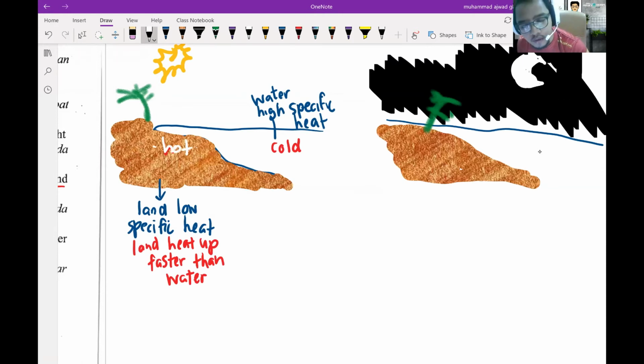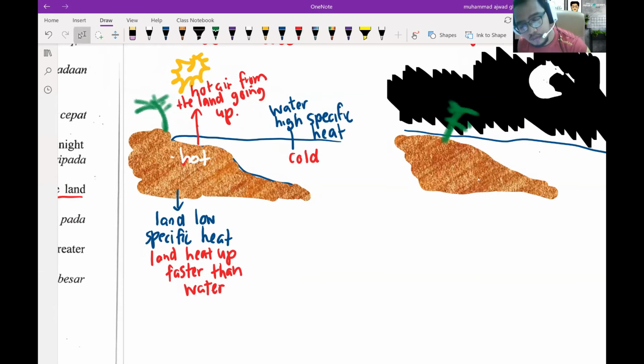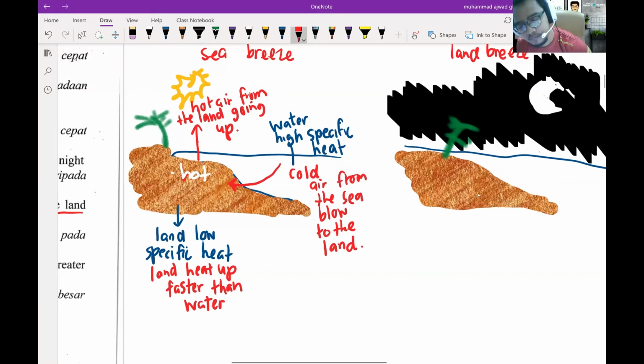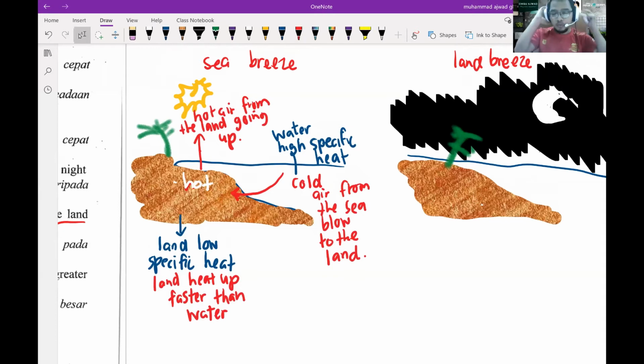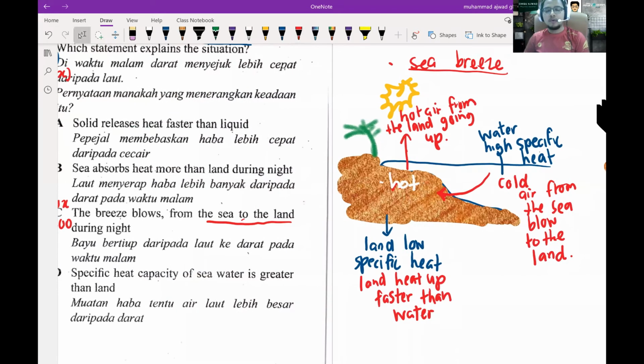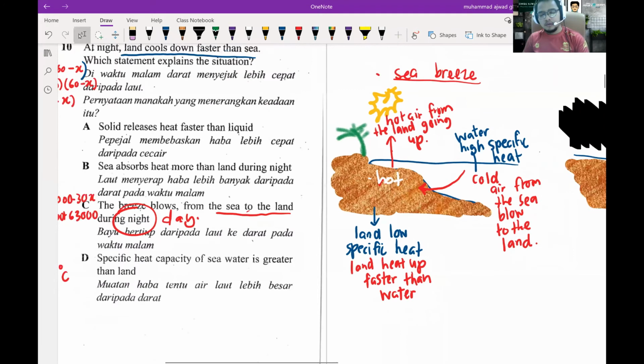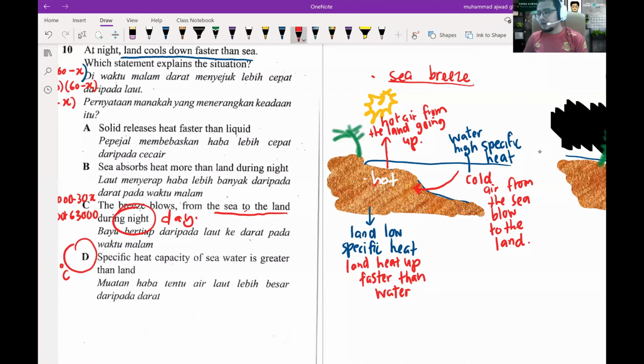Okay, so apa jadi? Hot air pergi mana? Hot air from the land going up. Okay. Lepas tu, cool air from the sea blow to the land. Okay, so nama dia sea breeze. And berlaku waktu siang. Okay, sea breeze berlaku waktu siang. Okay, so kalau macam jawapan C ni, the breeze blow from the sea to the land during night, tu salah dia. Dia sepatutnya during day. Okay, during day. The answer is D. Specific capacity of sea water is greater than the land.